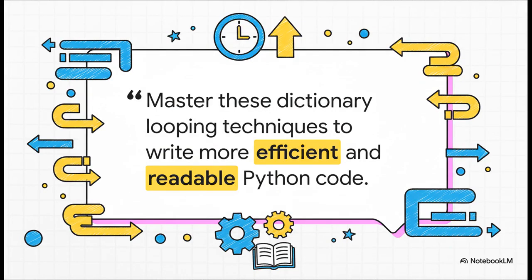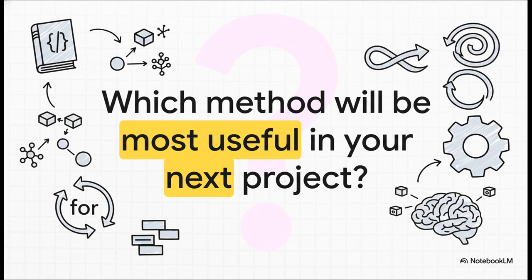And that's the real takeaway here. This isn't just about making the code work. It's about writing good code. Code that's efficient, easy to read, and easy to maintain. Choosing the right looping method is a huge part of that. So I want you to think about your next project. When you're working with a dictionary, which of these methods are you going to reach for? Because making that conscious choice is what starts to separate good code from great code. It can absolutely make all the difference.